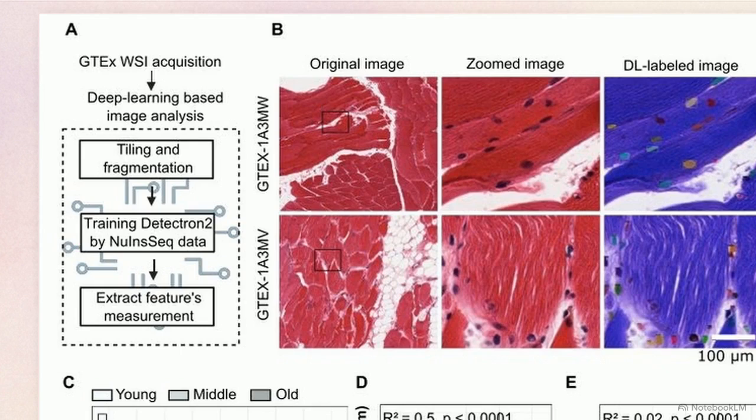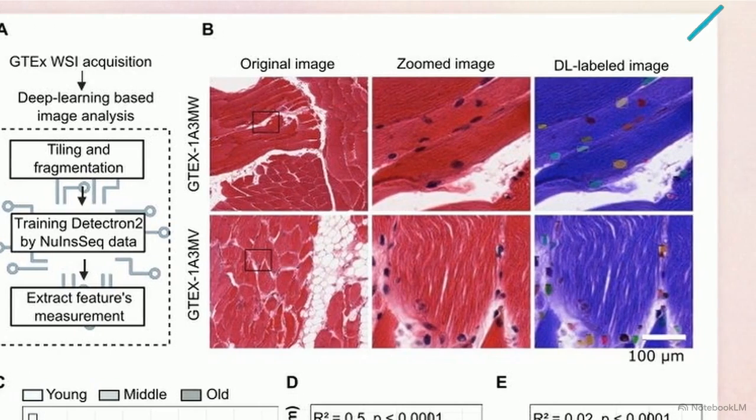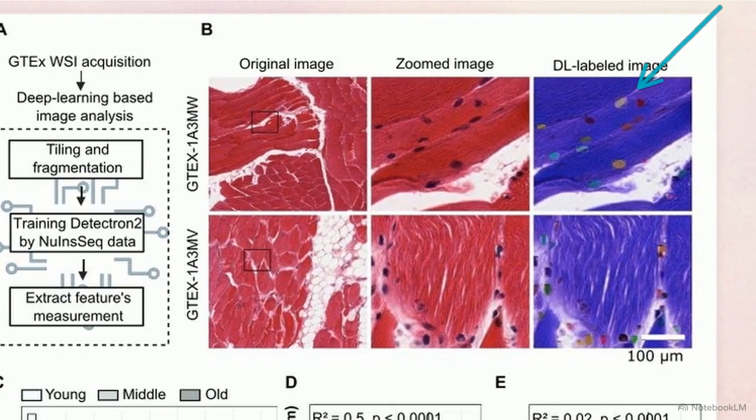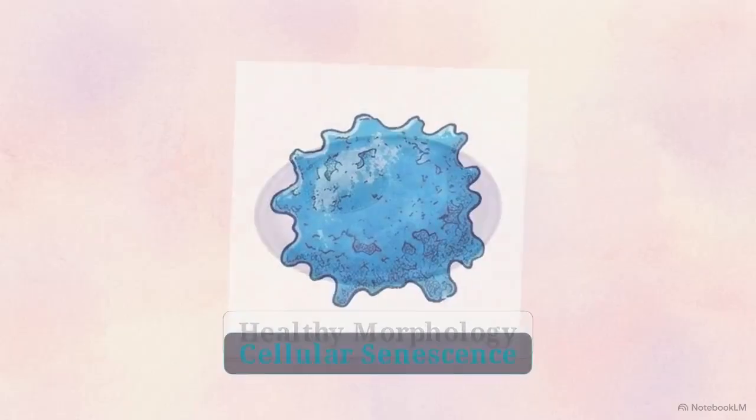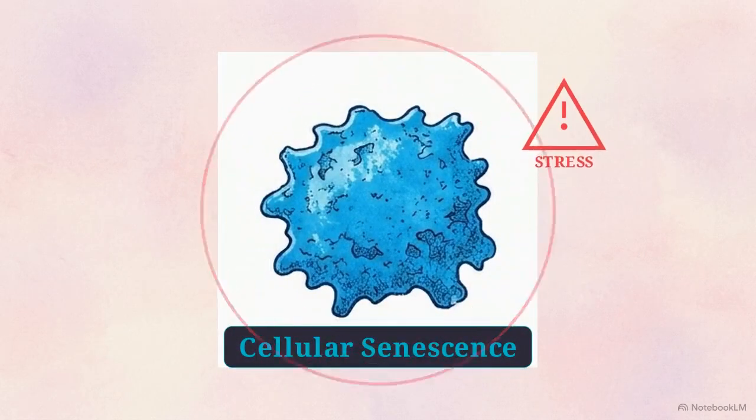nuclear instance segmentation. Here we see the model's precision at high magnification. It accurately detects and isolates individual nuclei, ignoring the dense muscular fibers and surrounding connective tissue matrix. Isolating the nucleus is critical because it acts as the cell's genetic control center. Morphological distortion here is a known indicator of cellular stress and senescence.